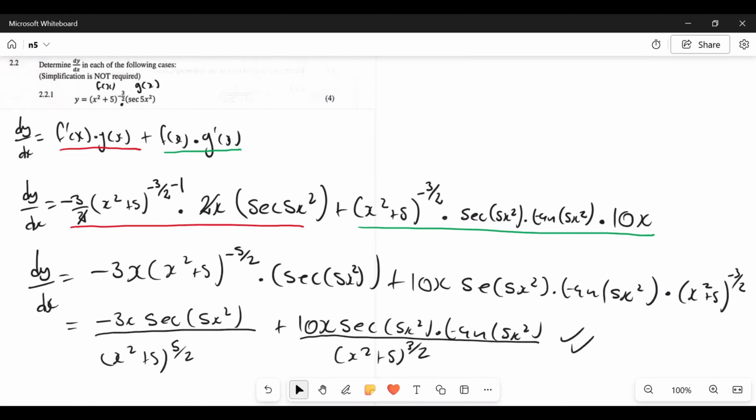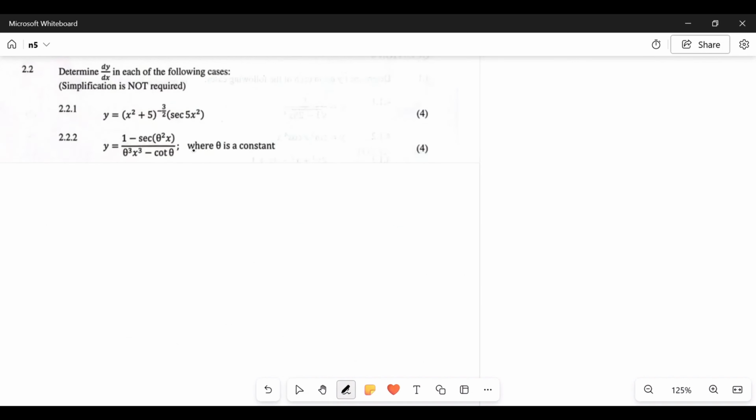But we are done with 2.2.1. We'll have to go and do 2.2.2. Let's look at 2.2.2, this question here. We are given this expression here, and then they go like this, where theta is a constant. Basically, theta is just a coefficient, guys, right? So don't get confused here. Remember, we are differentiating with respect to x, not theta. That's where the confusion might happen.